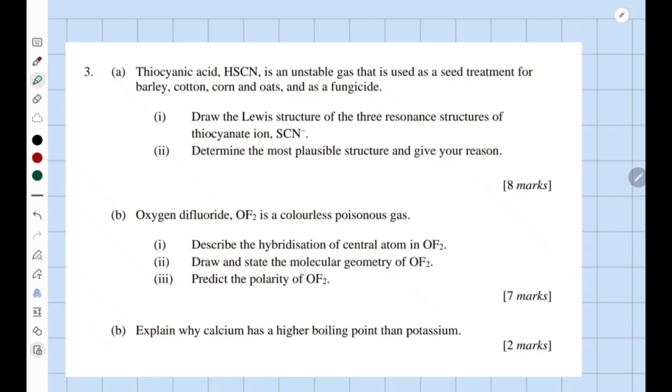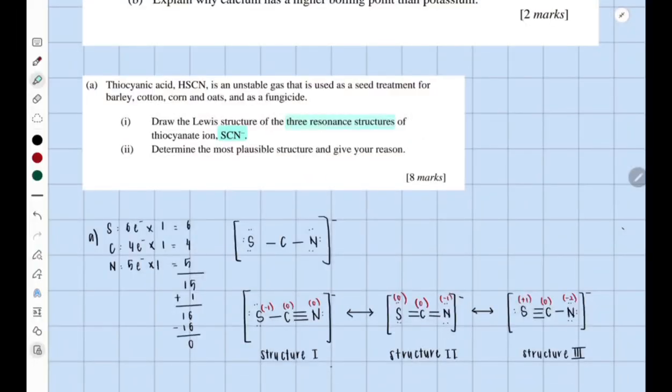Today I will discuss trial KML 23-24 question 3. Usually question 3 in a paper trial or PSPM is from chapter 4. So let's discuss. This is the question of KML 23-24. Let's start with 3A1. Draw the Lewis structure of the three resonance structures of the thiocyanate ion.